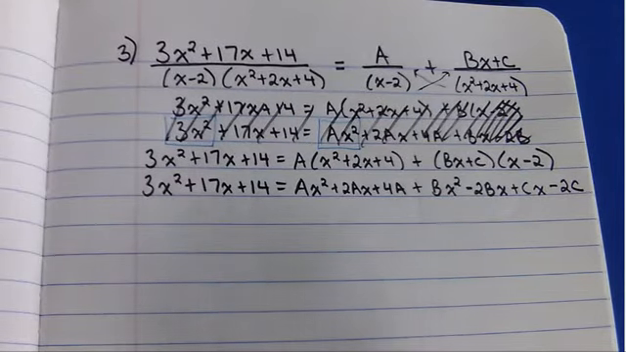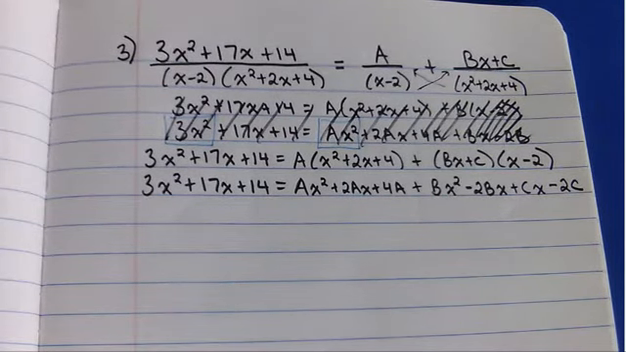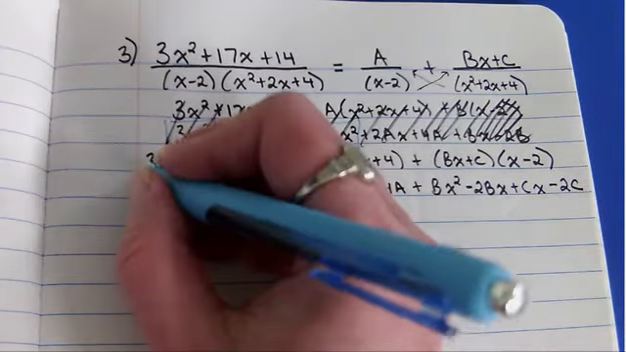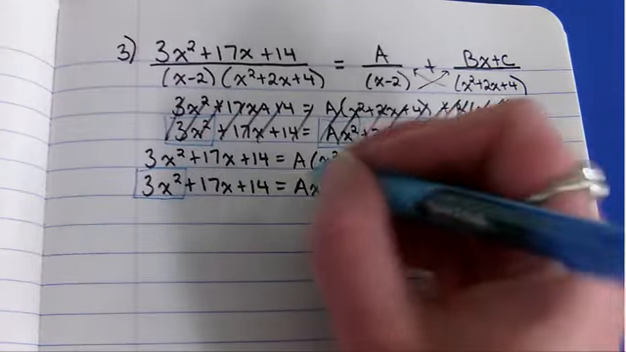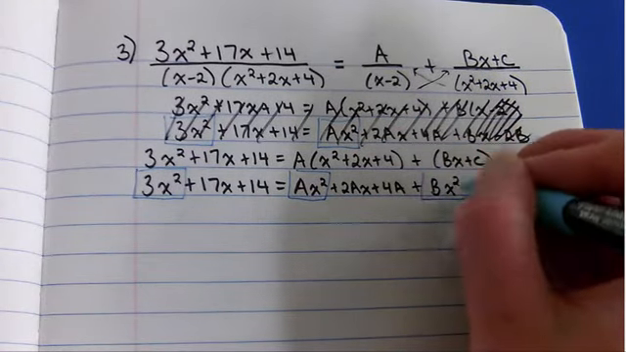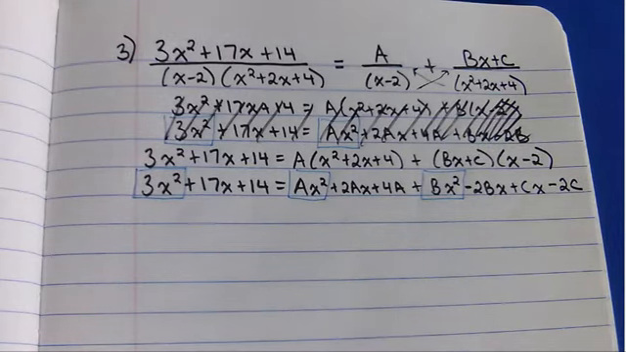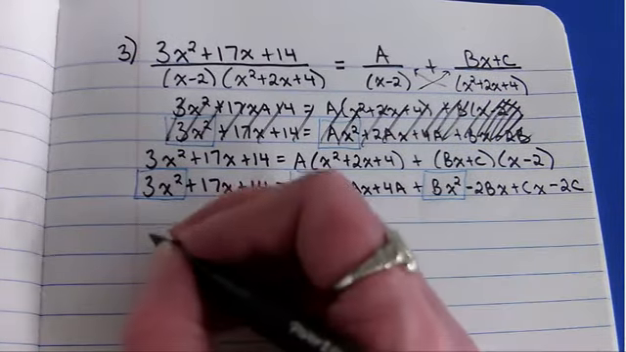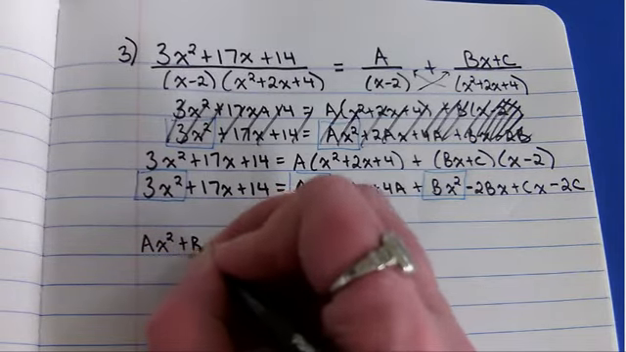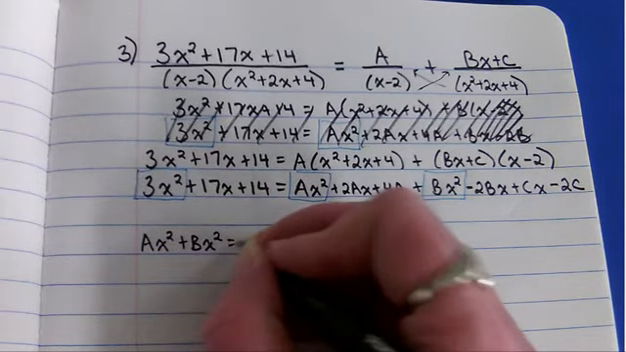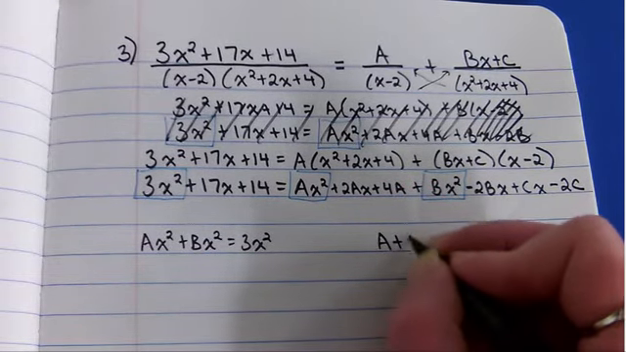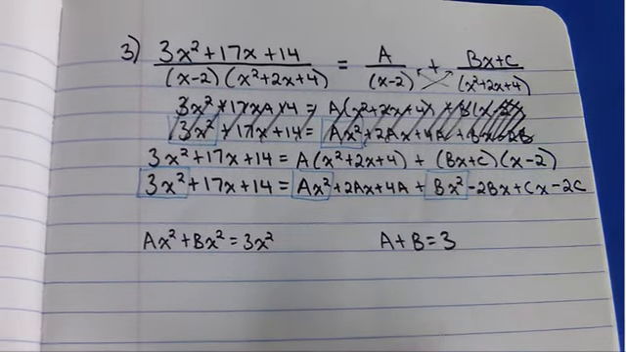That's better. I knew I made a mistake. And I'm totally willing to tell you when I made a mistake. The x squared terms. Aha, that's where I messed up. See, I do have another x squared term. So ax squared plus bx squared is 3x squared. In other words, a plus b is 3.